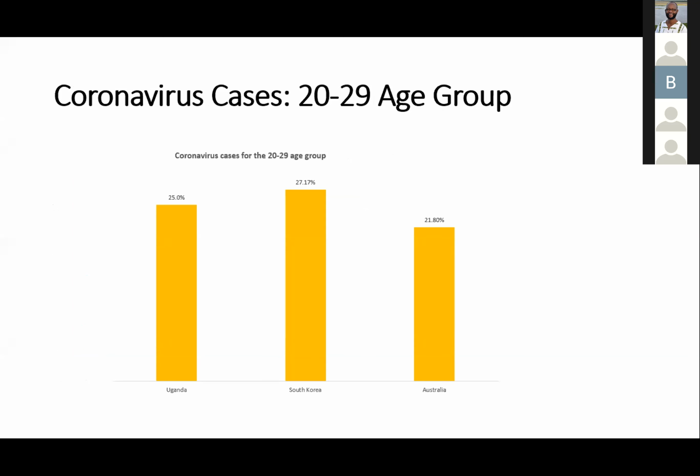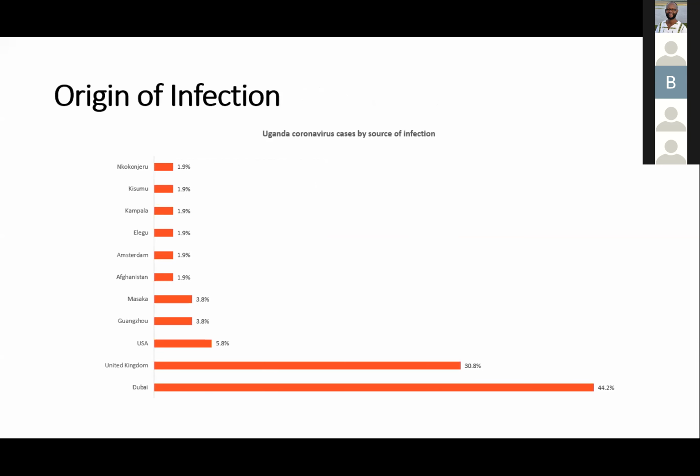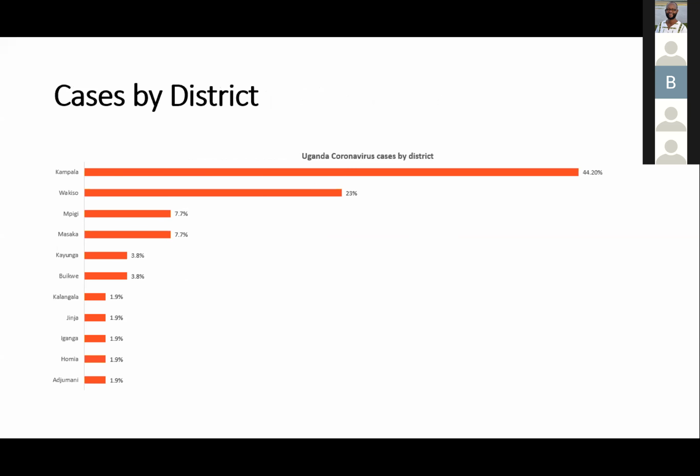So I compared Uganda with Australia, South Korea, and a host of other countries, and the data seems to be consistent. I was interested to see where most of the infections within Uganda are coming from. From the data released by the Ministry of Health, most of the infections have come from Dubai, the United Kingdom, USA, and some other places. So that has made those countries high-risk areas. And as was probably already mentioned, there are already measures to isolate people coming from those countries.